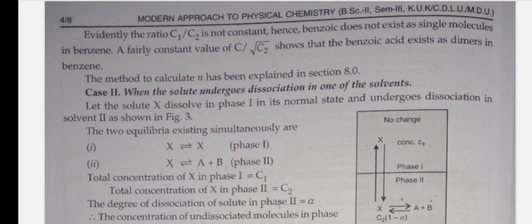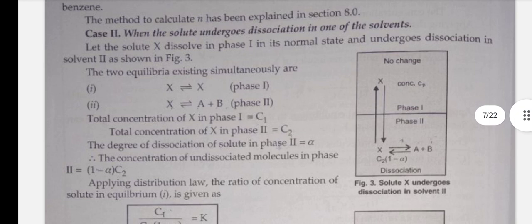When the solute undergoes dissociation in one of the solvents, let the solute X dissolve in phase 1 in its normal state and undergo dissociation in solvent 2 as shown in figure 3. The two equilibria that exist simultaneously are shown. Total concentration of X in phase 1 is equal to C1. Total concentration of X in phase 2 is equal to C2. The degree of dissociation of solute in phase 2 is equal to alpha.